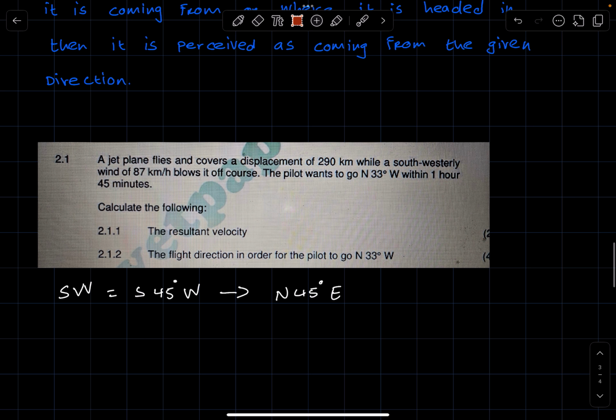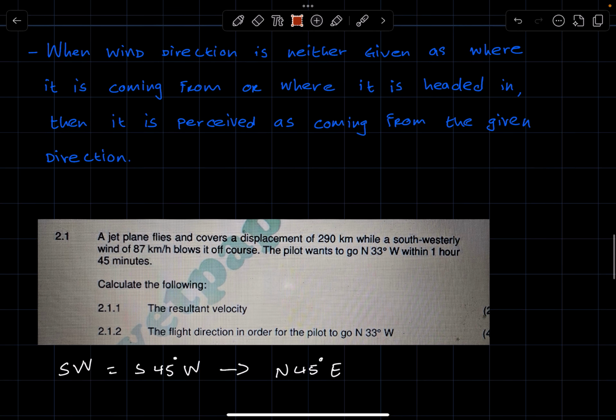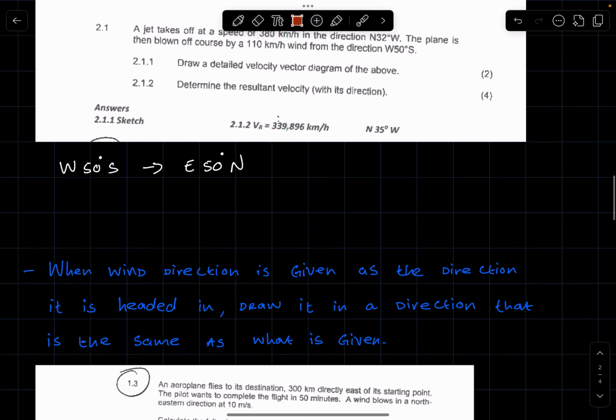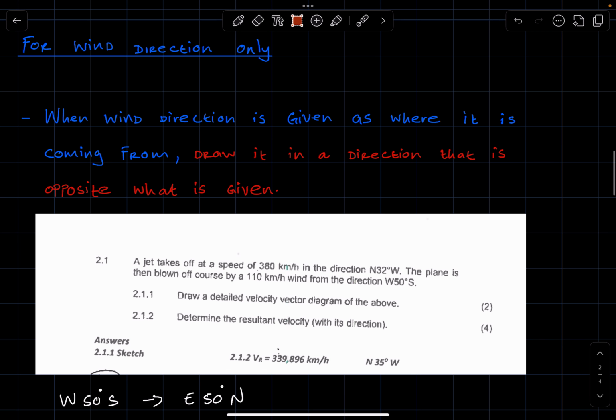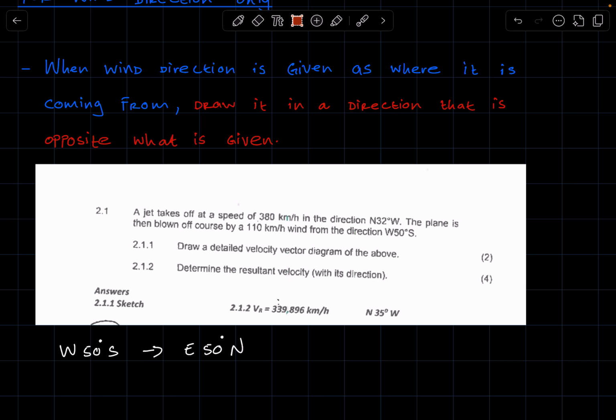It is very important that you understand this part of the wind direction, or how we interpret wind direction, because how you interpret wind direction will either make or break you. So take note of that.